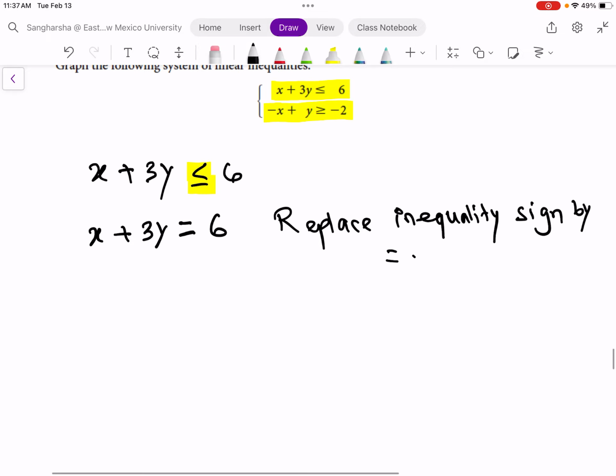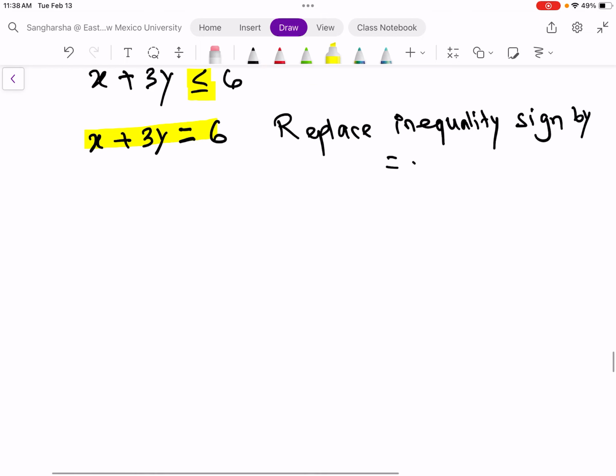Now once we have replaced it, what is this? Is this still a linear inequality? What is this, x plus 3y equals to 6? Do we have an inequality sign here? We have an equals to, it means this is a linear equation. Now we have the linear equation, and we graph this linear equation.